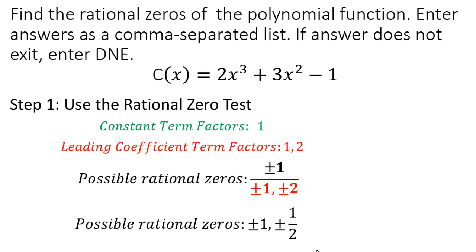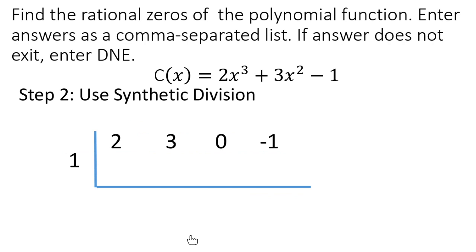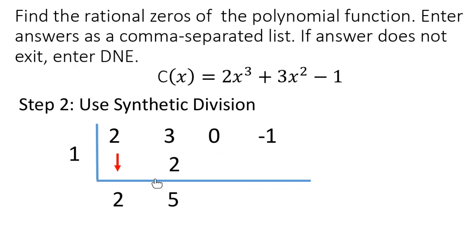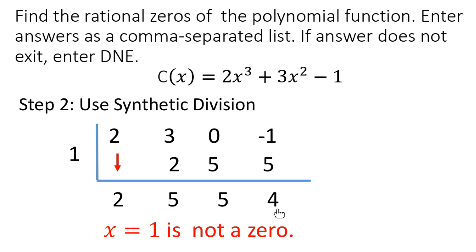So we can pick one. I always like to pick one first because it just seems easier to pick. So I'm going to bring down the 2. 1 times 2 is 2, plus 3 is 5. 5 times 1 is 5, plus 0 is 5. 5 times 1 is 5. And so we get 4, so this is not a 0. So x equals 1 does not help me here.